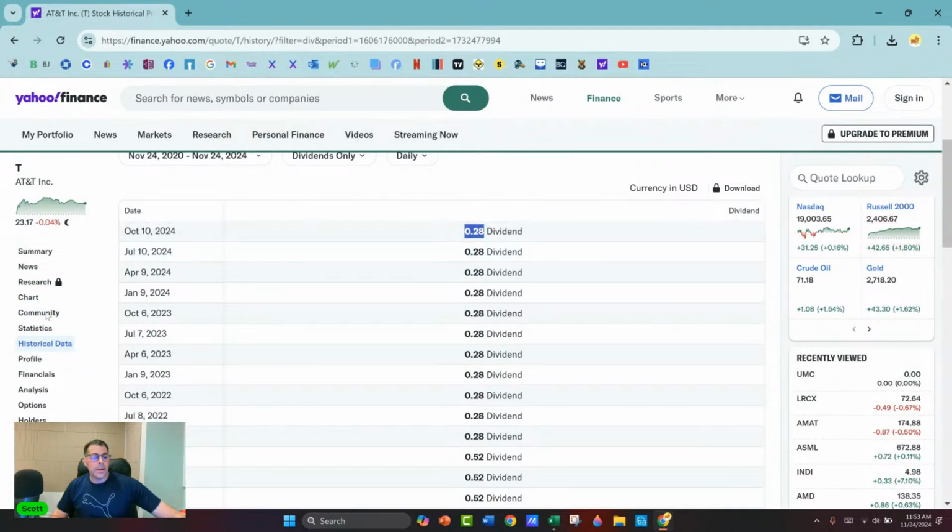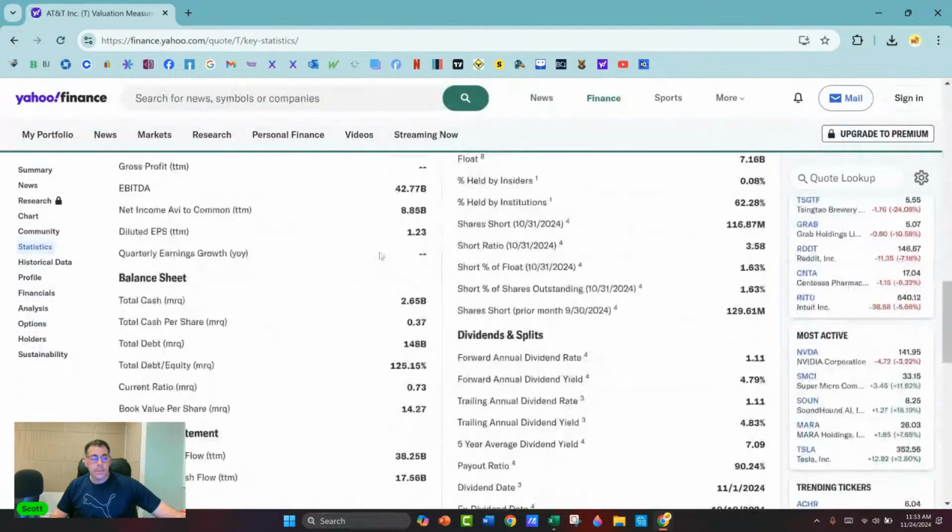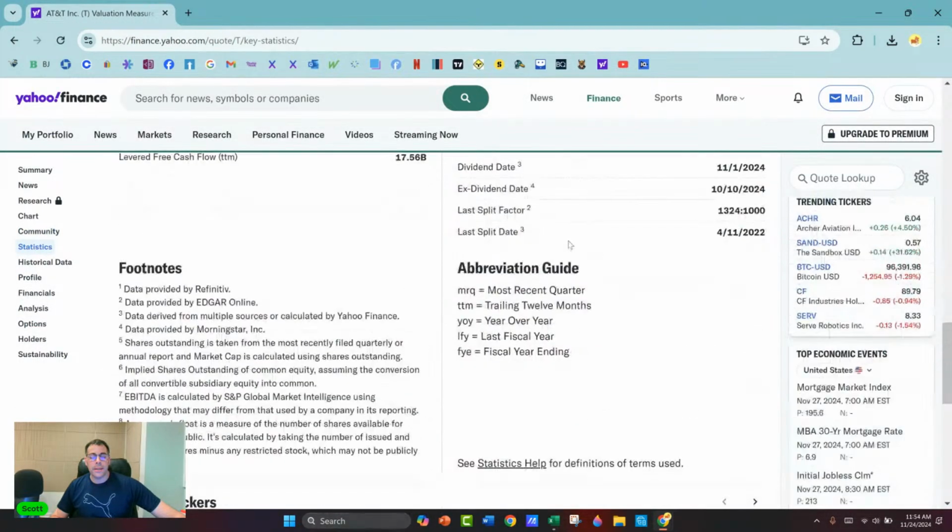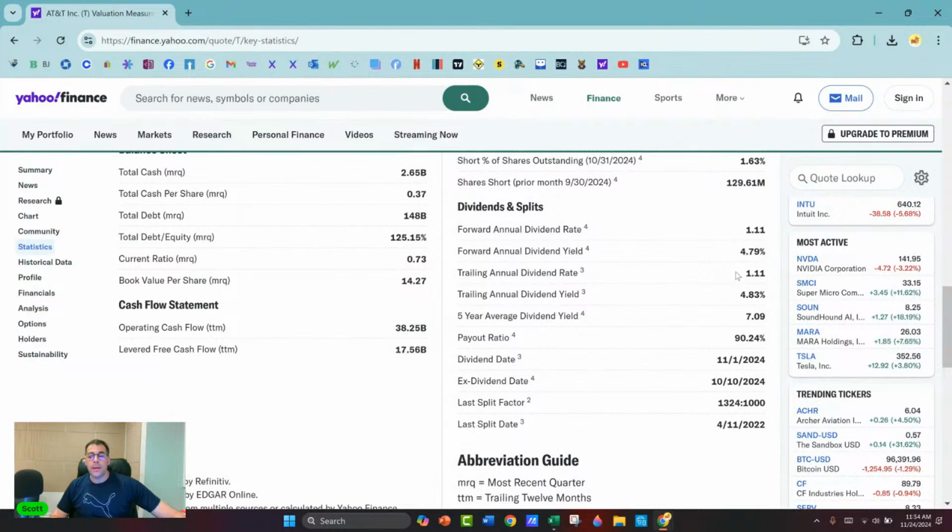I think the reason it says $1.11, I think it's actually not 28 cents. It's probably like 27.5 cents. But you could also go to the statistics section in Yahoo Finance, and it shows you the trailing dividend. You always want to do the annual dividend. You don't want to put just for 1 month or 1 quarter. It has to be annualized. And then Yahoo Finance gives you the forward dividend, which is the same as the trailing dividend. The forward dividend is what they expect the company to pay over the next 12 months.